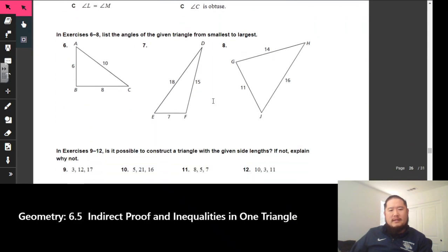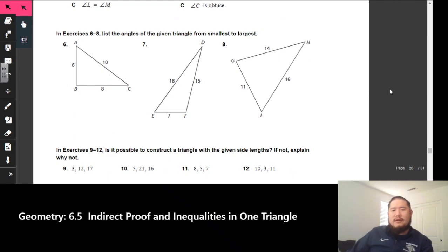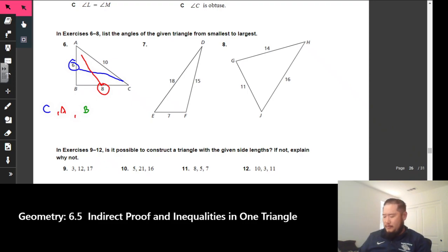All right, let's take a look at next up. List the angles of the given triangle from smallest to largest. So I'm looking right here. I see that this happens to be the smallest side, opposite angle C. So that would come first. That's the smallest side, smallest angle. Next up right here, I look at, this is the next smallest side, opposite angle A. And then finally, that makes B the largest angle because it's opposite the largest side.